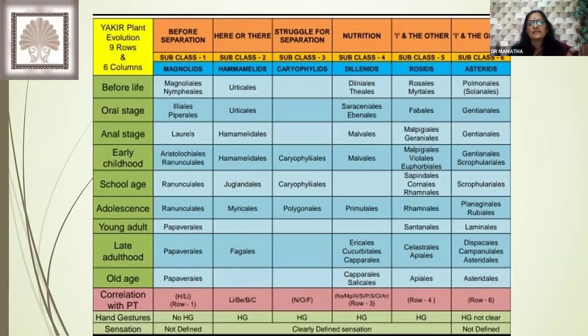So subclass 5 would be Rosidae. This corresponds with the calcium line or the potassium line of the periodic table. Rosales, myrtales cover the womb stage. Fabales are in oral stage. And then malpighiales and geraniales are in the anal stage. And once again, in early childhood, malpighiales are there, and violales, and euphorbiales. And in school age, you will find sapindales and cornales and rhamnales. And in adolescence, you will find rhamnales. And as young adults, you will find santalales. And in late adulthood, you find celastrales and apiales. And apiales also covers the old age level of development of row 5. And the whole of row 4 of the periodic table corresponds with this.